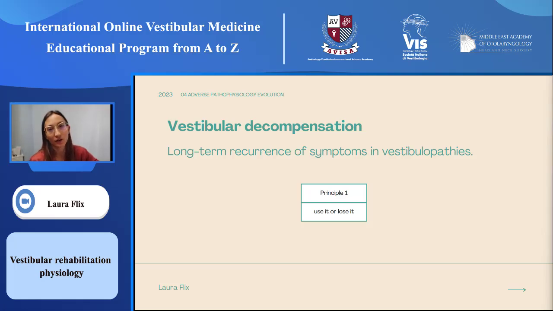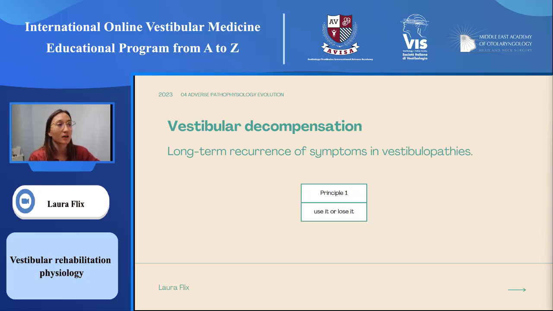And finally, another different vestibular not properly going evolution of the pathology will be the vestibular decompensation, no?